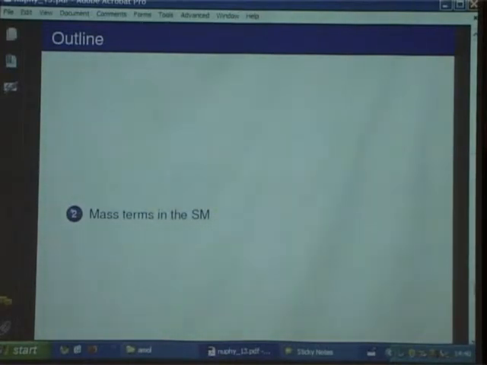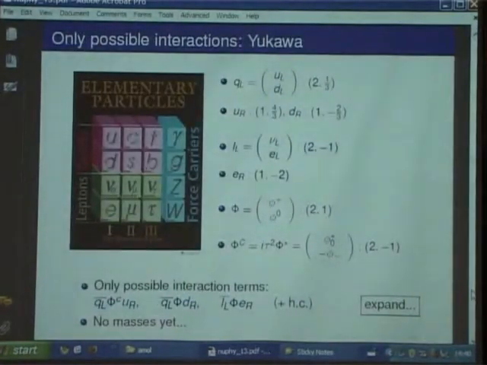Okay, so let's start to see how to give masses to these particles. Before giving masses to the particles, the masses have to come through interactions. Let's first see what are the interactions that are possible. So this was the table that we also saw the last time. I have changed the notation to make it conform to the standard one.